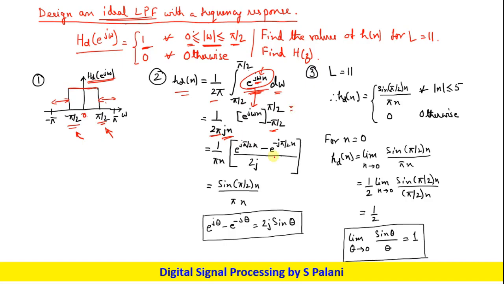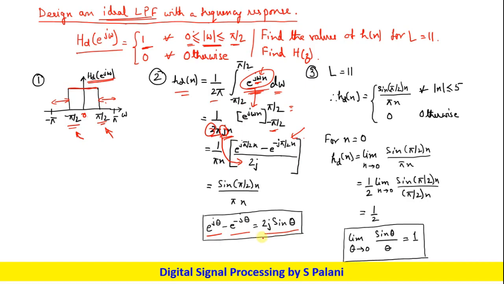You break this limit, and you take 2j within the bracket. Why have we done this? Because e to the power j theta minus e to the power minus j theta is equal to 2j sine theta. It is basically 2j sine theta.